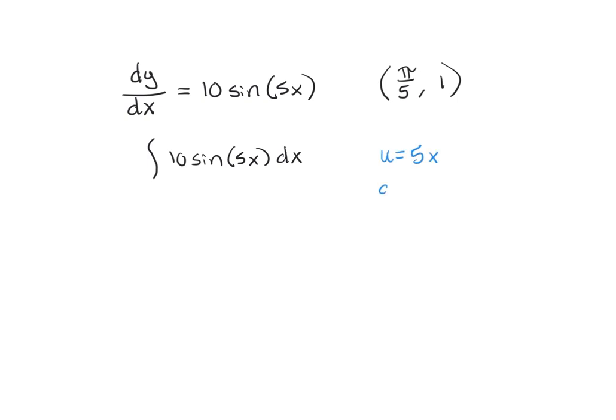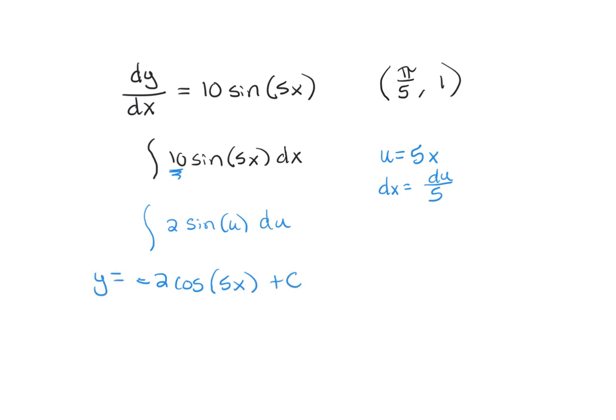u is 5x, therefore dx is du over 5. So I will be dividing by 5, and then this turns into 2 sine of u du. Then the antiderivative of sine is negative cosine. So this would be -2 cosine of 5x plus c, and this is y equals.